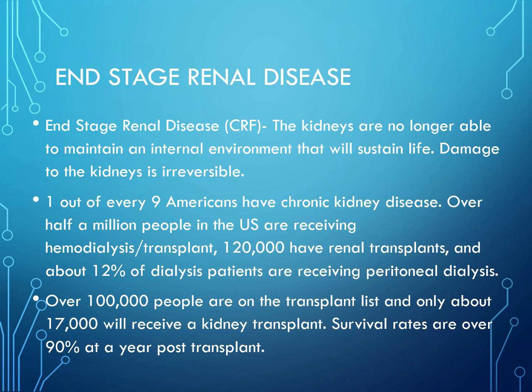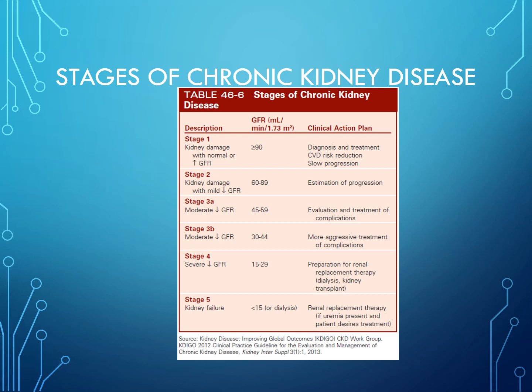And of course, many of those are on a transplant list, and the percentage who gain a transplant is not very high. More than 26 million American adults have chronic kidney disease. So again, next are the different stages of chronic kidney disease.